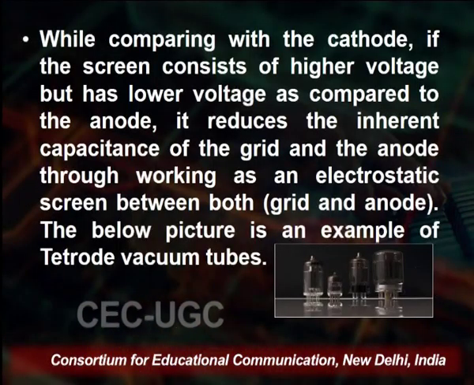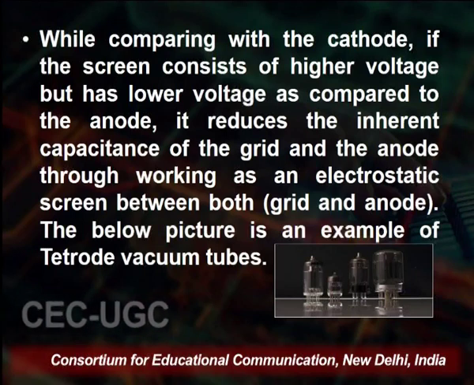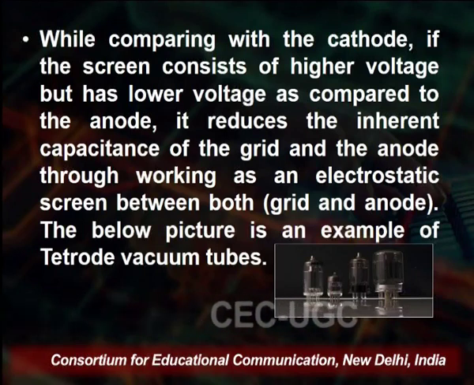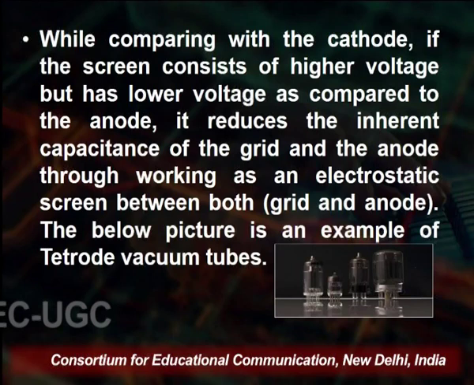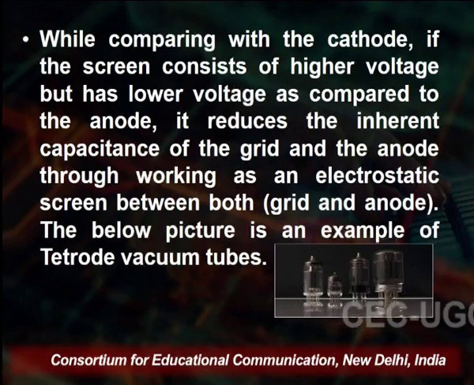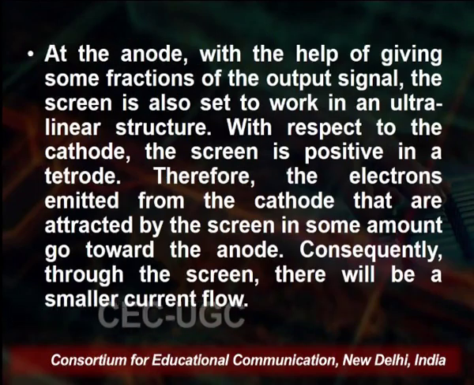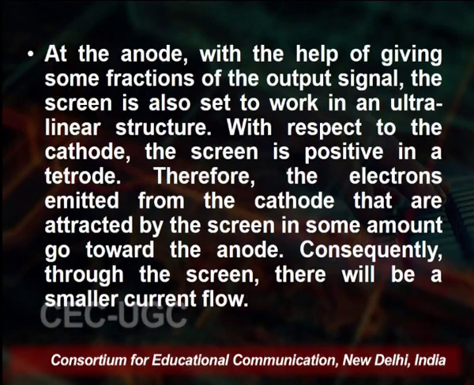instability and oscillations. Now, compared with the cathode, if the screen has a higher voltage but a lower voltage than the anode, it reduces the inherent capacitance between the grid and the anode through the working of the electrostatic screen between the grid and anode. So, you have the picture of the screen, and this is one type of electrode. At the anode side, in this type, this helps by giving a fraction of the output signal, and the screen is also said to work in the ultra linear structure.